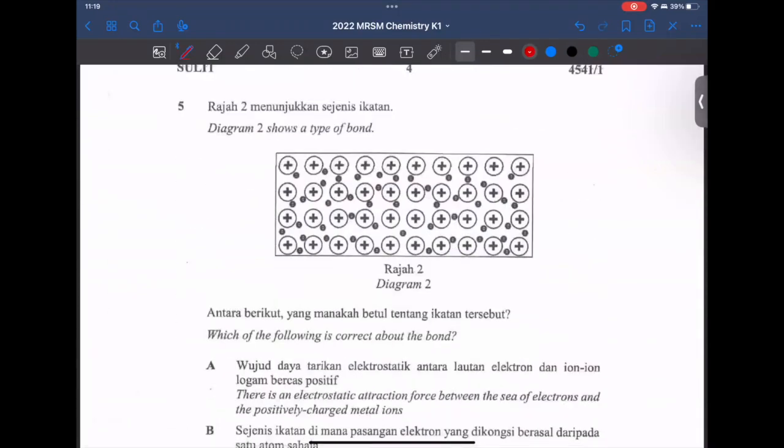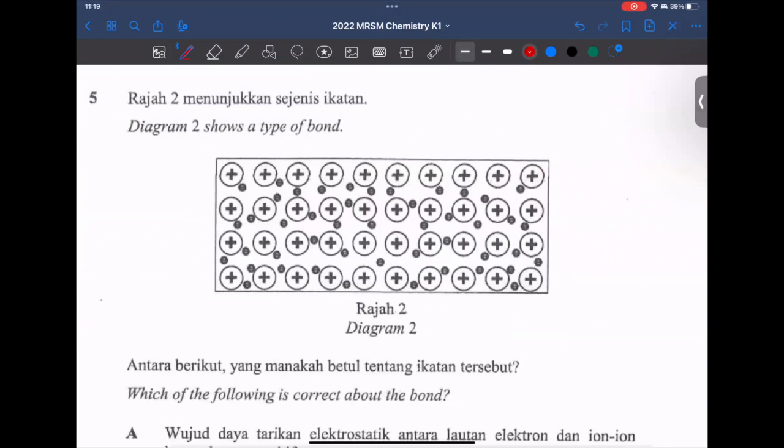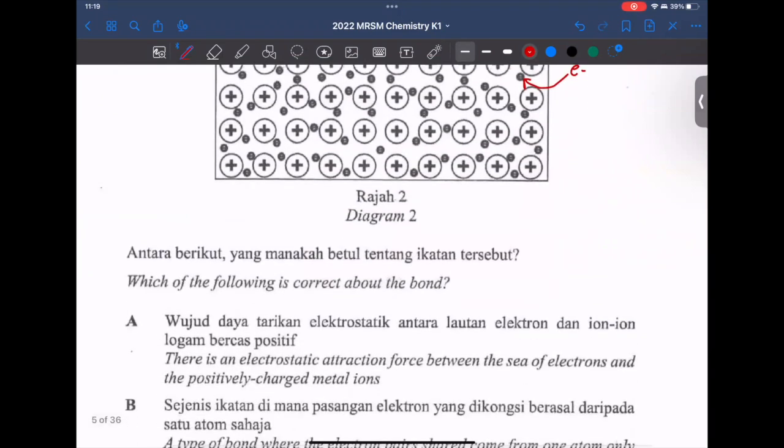Question 5, diagram 2 shows the type of bond. This is referring to metallic bonding. How do we know? Because you see, they are all positively charged ions surrounded by a sea of mobile electrons. You can't really see the picture, but this is referring to the electrons, and this is supposed to be the metal ion. All right. So in this case, which of the following is correct about metallic bonding?